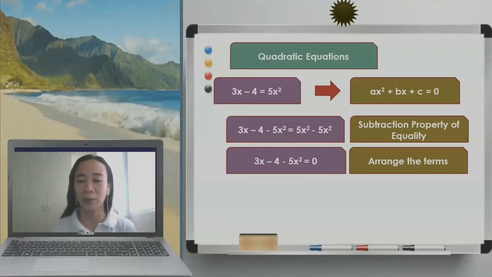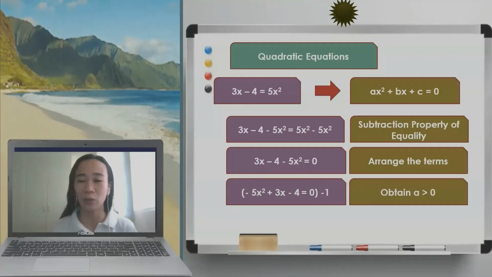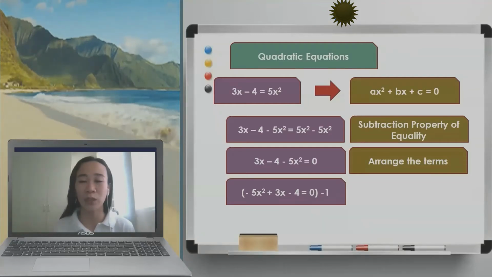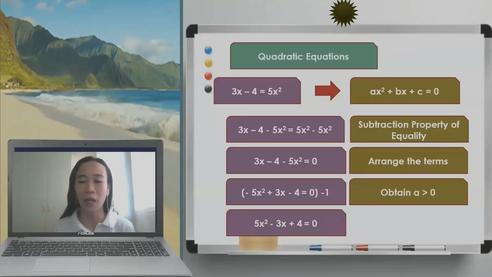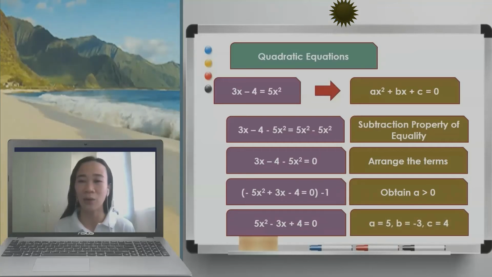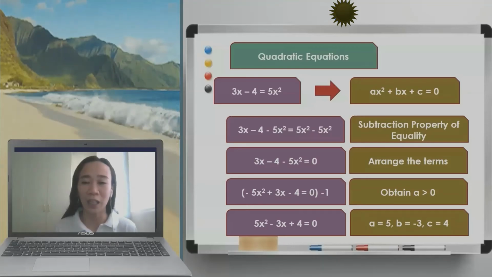Next, arrange the terms. We must obtain that our a is greater than 0. To do this, we must multiply both sides by negative 1. Then our answer will be 5x squared minus 3x plus 4 equals 0. This is now in the standard form ax squared plus bx plus c equals 0, where a is equal to 5, b is equal to negative 3, and c is equal to 4.